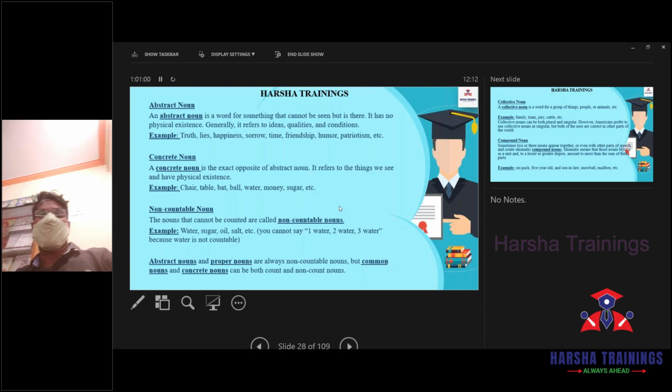Now, coming to countable and non-countable nouns, I guess we can understand by the name itself. The things that you can count in number are called countable nouns. It's chairs, tables, people, all these. Non-countable is which you cannot count. Salt, sand, sugar, stars, all these we cannot count. Still, they are nouns, right? So they are called non-countable nouns. Understood? So abstract nouns and proper nouns are always non-countable nouns. But common nouns and concrete nouns can be both countable as well as non-countable.